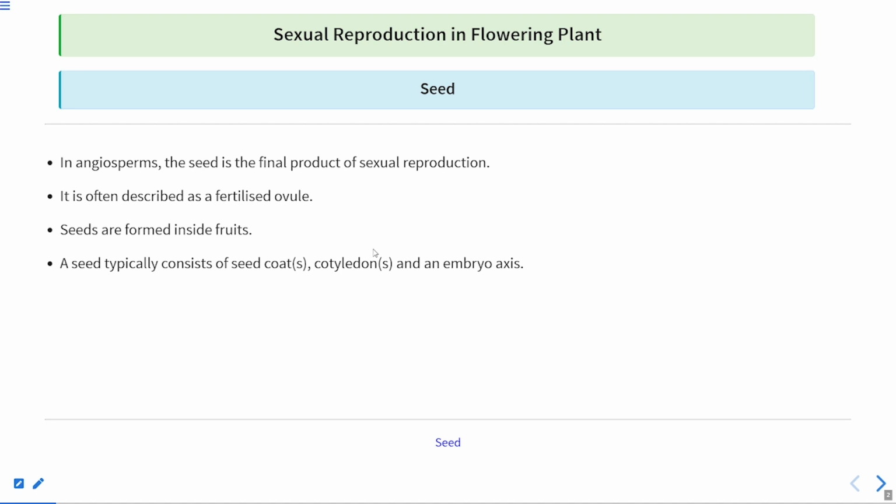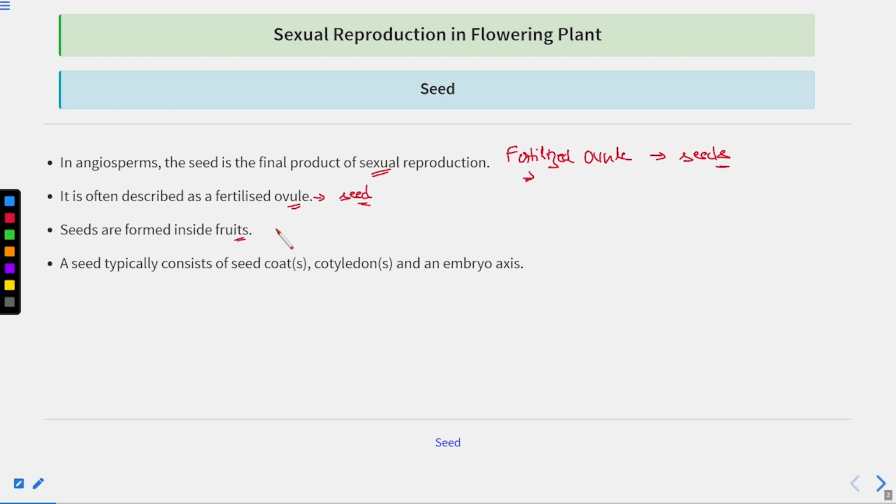We'll study about the seeds in this lecture. Okay, now seeds, let's start with the seed. In angiosperms, the seed is the final product of sexual reproduction. So seeds are produced after the fertilization. After the fertilization, what happens? The ovule develops into the seed. You can also write: fertilized ovule develops into the seed. Clear? Seed is often described as fertilized ovule.